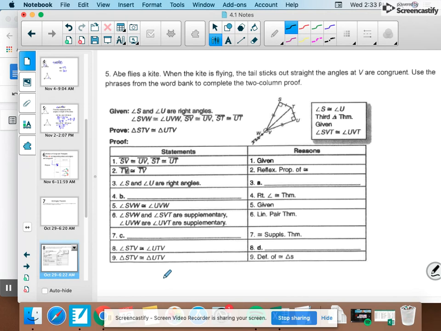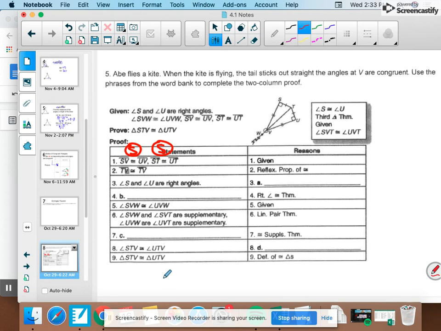So for part one, it says SV is congruent to UV and ST is congruent to UT. And those are both given. So I'm just going to put a little S here. So I know I have two sides that are congruent, and I have to know where I'm going because, again, I have to get all six. So I'm looking for three S's and three A's.